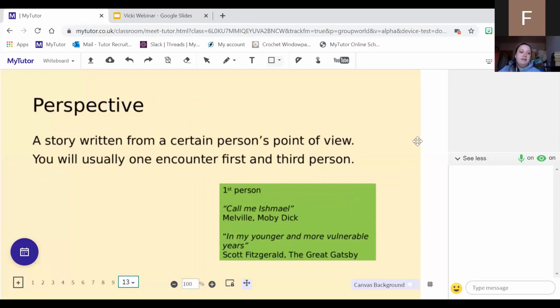Right, perspective. This is where a story is taken from a certain person's viewpoint. Again, you'll usually only ever have first or third person. It's very, very rare to have a second person text, because it's quite difficult to keep up. I've given you a couple of examples of first person there. Moby Dick, written in first person, and Great Gatsby as well. With first person, we're usually going to have some bias towards something.